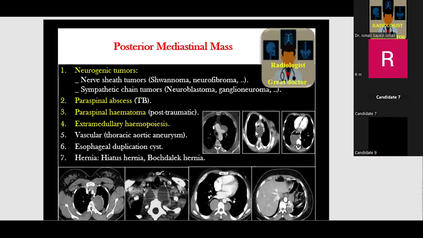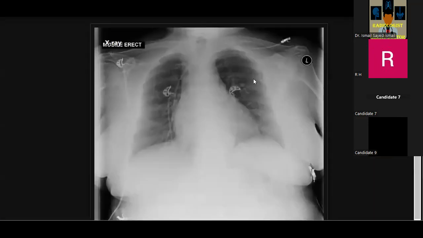It may be a duplication cyst. Remember achalasia as one of the differential diagnoses, with an air-fluid level. If this lesion has a vascular arterial supply from the aorta, lung sequestration may present as well, as can hiatus hernia and extramedullary hematopoiesis. Okay, so this is a list of anterior and posterior mediastinal lesions.